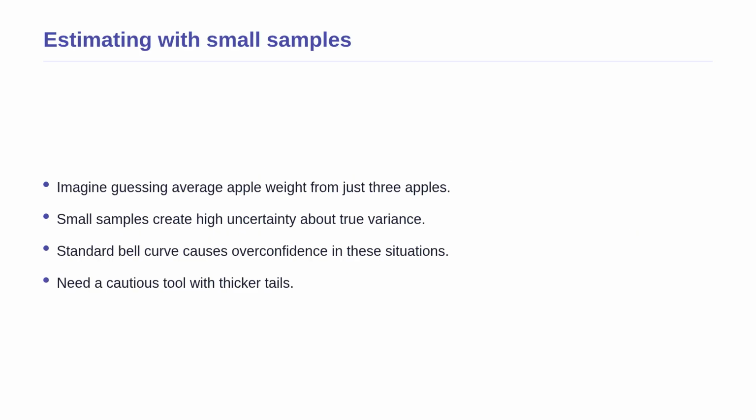Let us start by imagining a simple scenario. Imagine you are trying to guess the average weight of all apples in a massive orchard, but you only have time to pick 3 apples. Because your sample is so tiny, you cannot confidently know the true spread or variance of all the apples in the orchard. If you just use the standard bell curve to make your guess, you will be overly confident and often completely wrong. You need a mathematical tool that is more cautious and has thicker tails at the ends to account for the extra uncertainty of a small sample. This cautious, wider bell curve is exactly what the t-distribution provides.